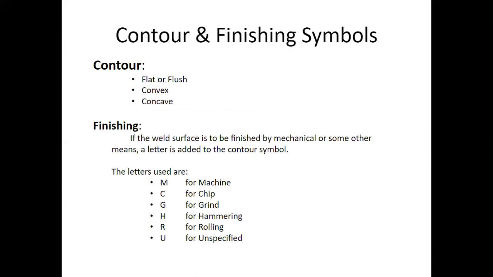Contours, 3 different contours we work with: flat or flush, convex, and concave. We talked about those a little bit. Finishing symbols, got a bunch of them. M is for machine, C is for chip, G is for grind, H is for hammering, R is for rolling. I've never seen a rolled weld. U is for unspecified. If it says unspecified, I just leave it as is. But honestly, I don't see many welds ever with a specific symbol on it.